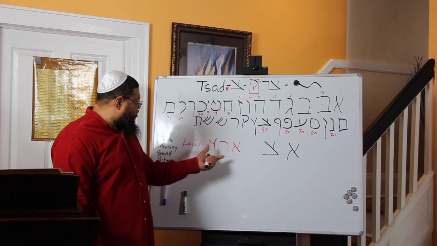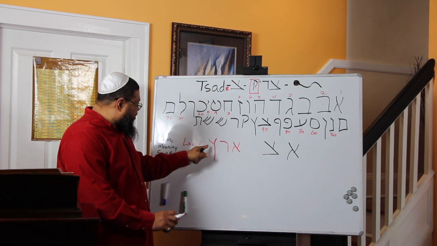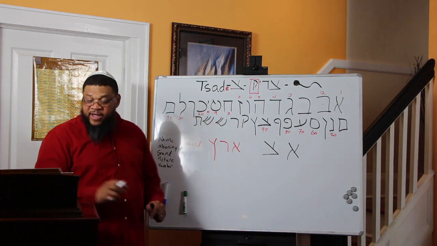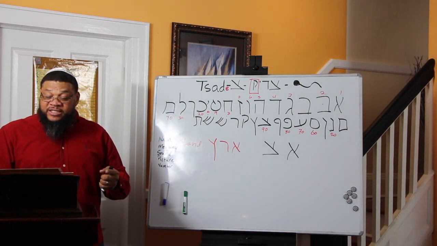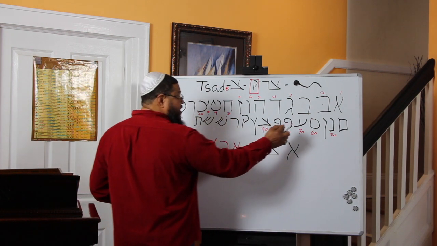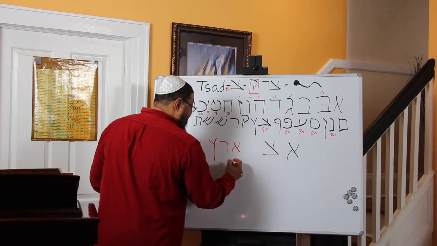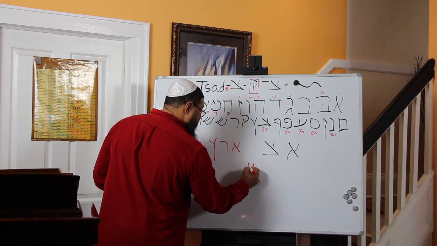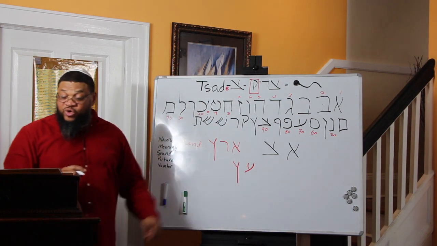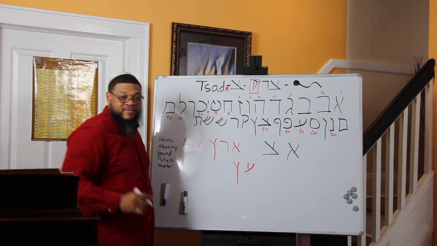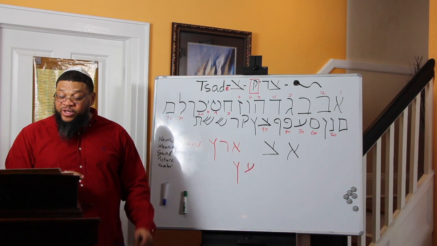So now this is a very interesting letter. You see how at the end it takes on the Sophit form. Okay, and if you look at this letter, if we just take this ayin and we place it with, what would you feel this is going to spell? Eat. What is eat? Come on, tell me, what is eat?